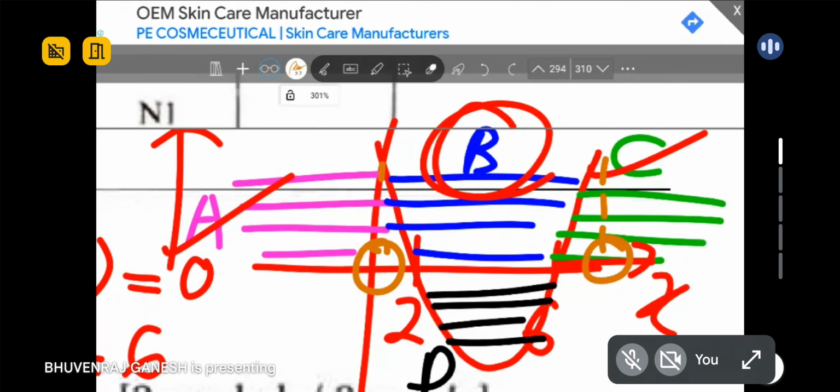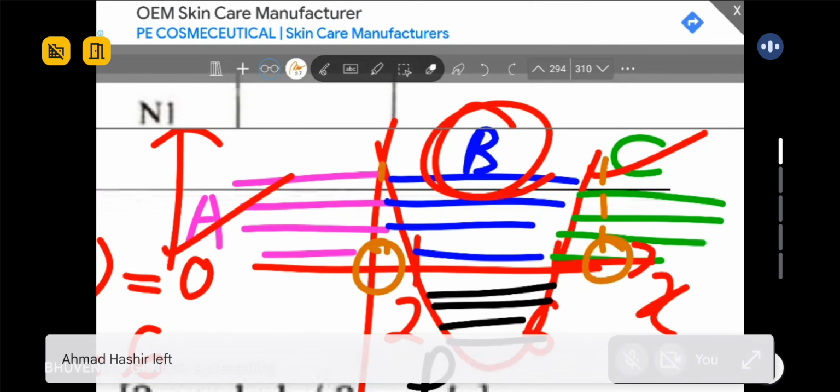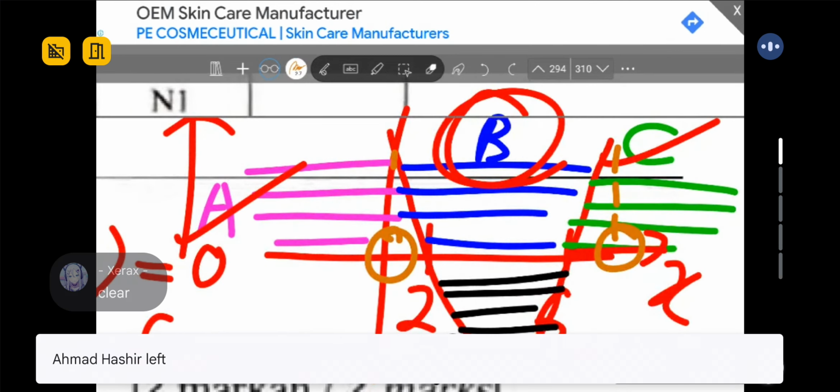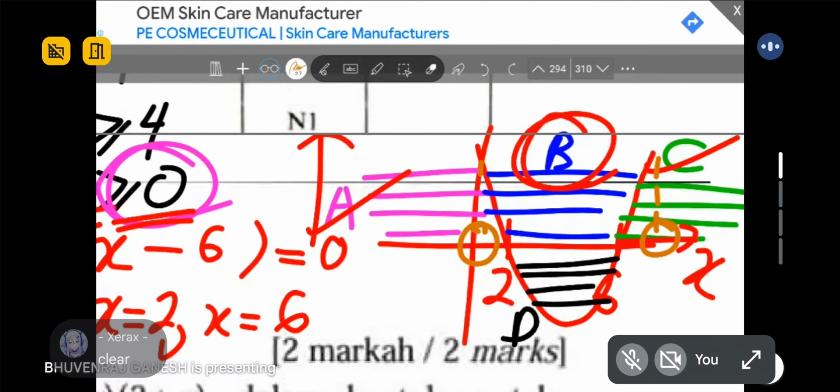So that means part B is totally wrong. Option B is totally a wrong answer. It doesn't make sense. Tak ada logik. That's why we cannot choose answer B. Are you clear, guys? Because there is no specific range. Tak ada julat. So that's why your answer is A and C.